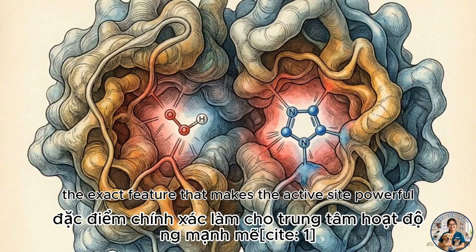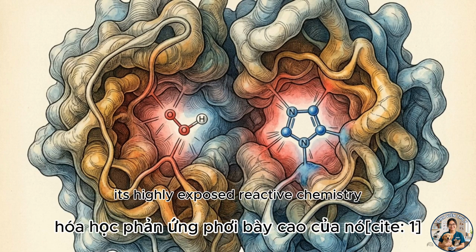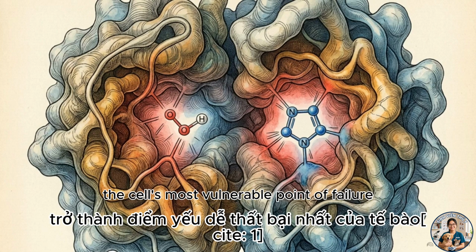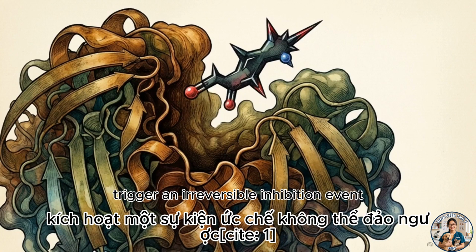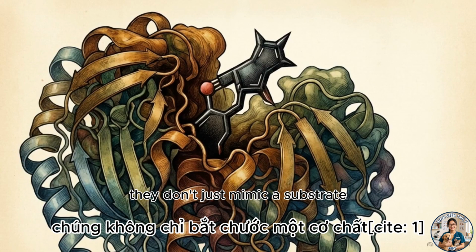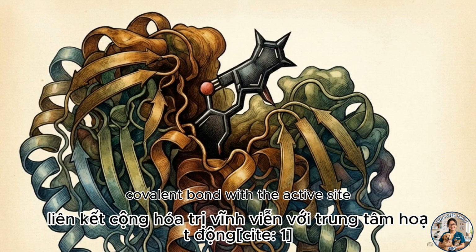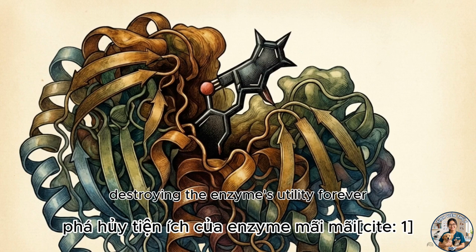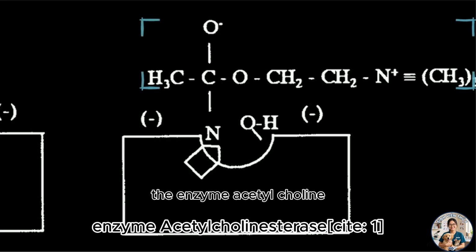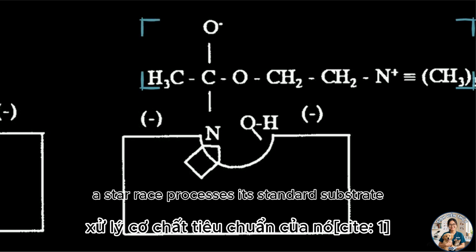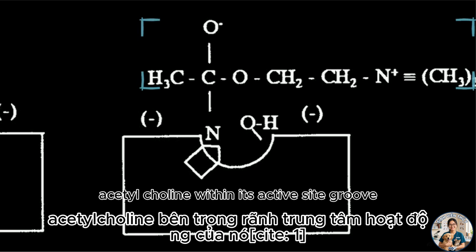The exact feature that makes the active site powerful, its highly exposed reactive chemistry, also makes it the cell's most vulnerable point of failure. Certain foreign molecules can trigger an irreversible inhibition event. They don't just mimic a substrate, they form a permanent covalent bond with the active site, destroying the enzyme's utility forever. Under normal conditions, as shown here, the enzyme acetylcholine esterase processes its standard substrate, acetylcholine, within its active site groove.